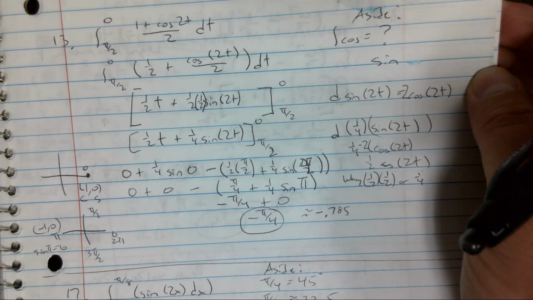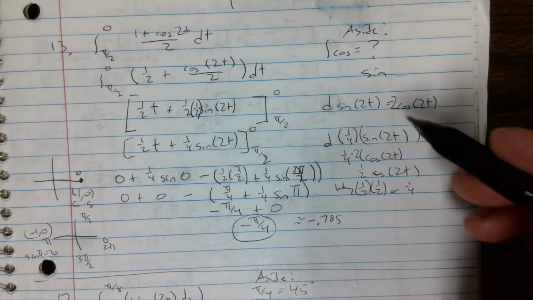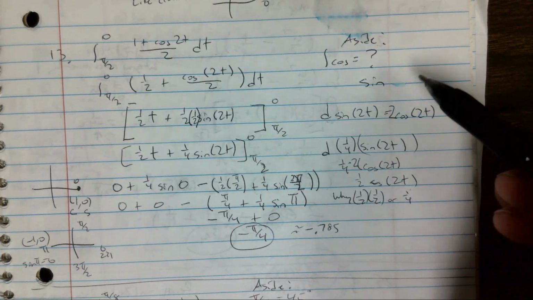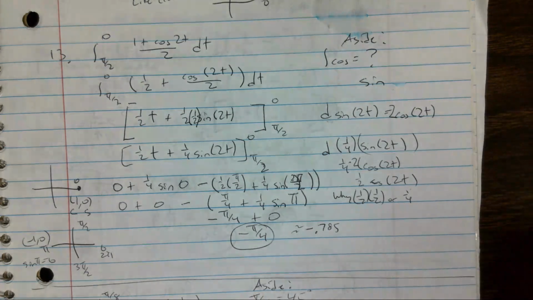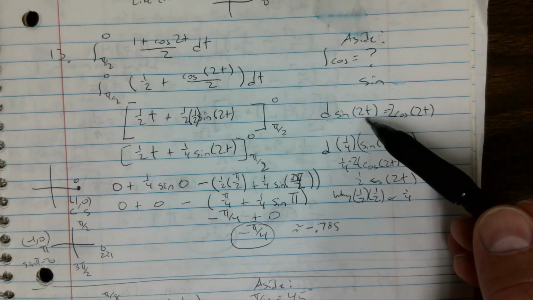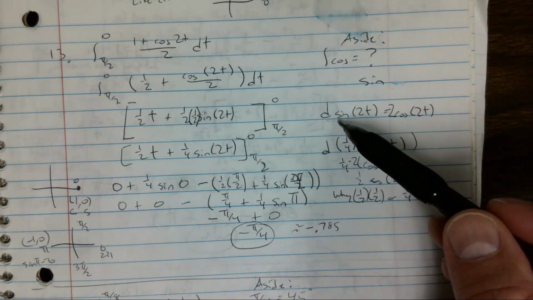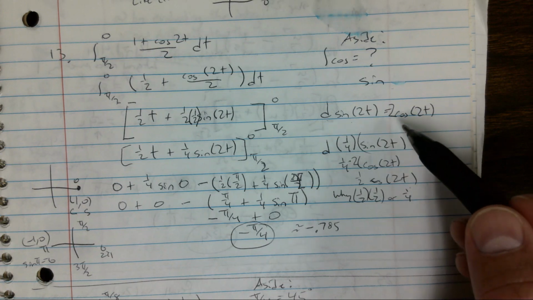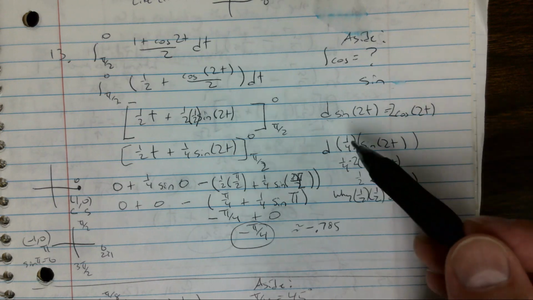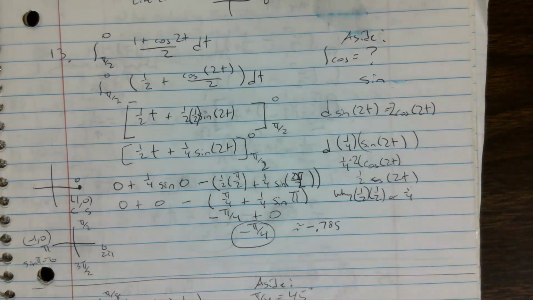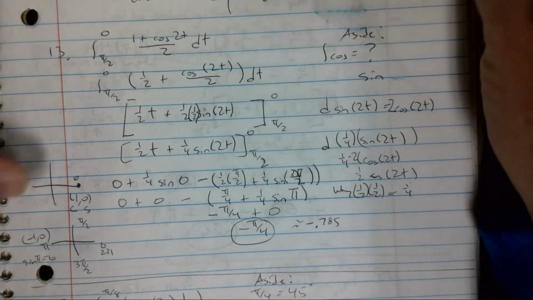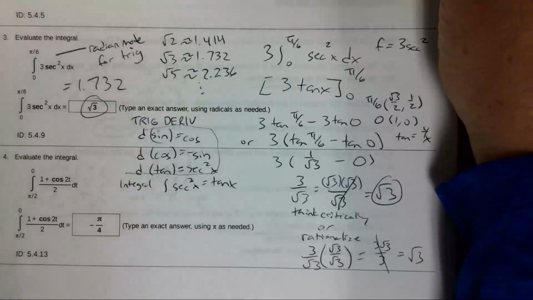And over to the side, I was like, well, what is the integral of cosine? It's sine, because the derivative of sine is cosine. And so if we have sine of 2t, and we're doing the derivative of that, you'd have cosine 2t times 2, but we put the 2 in front. And the derivative of sine is cosine, basically. So that's pretty much how you do that one.